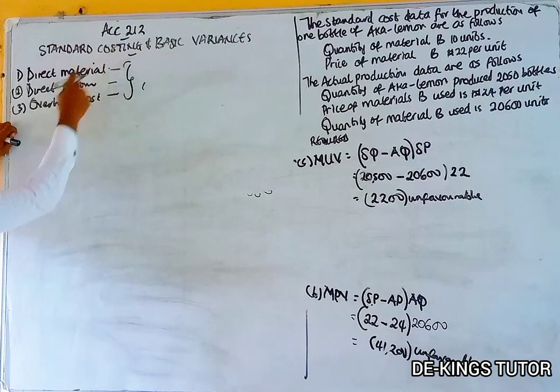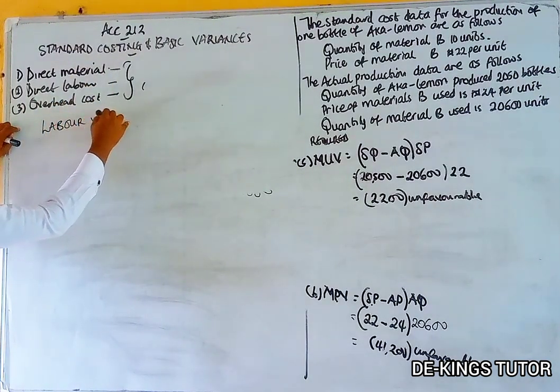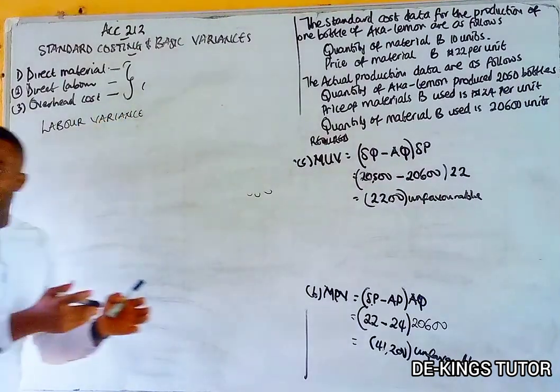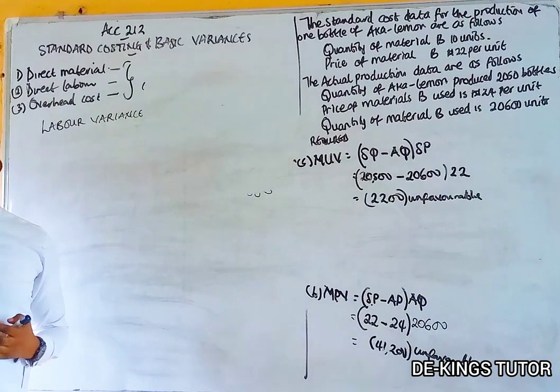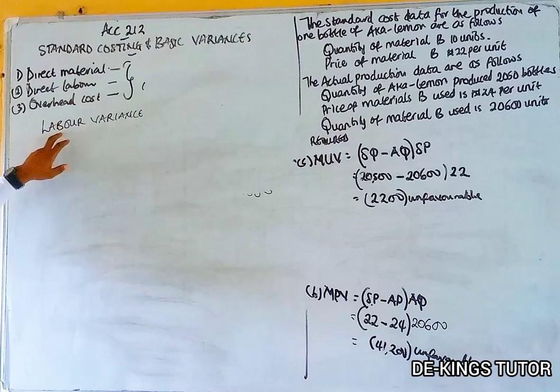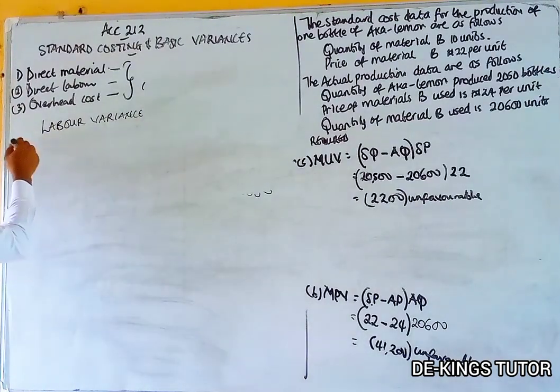Now we have looked at material, and let's see the labor variance. The same way, now remember, when you have raw material, the raw material will not work on itself. It is labor, it is people that work on it, right? Yes. So the labor variance is still in three aspects. The labor cost variance.